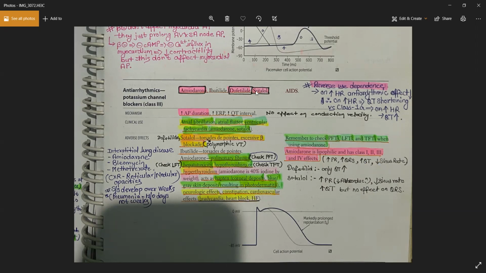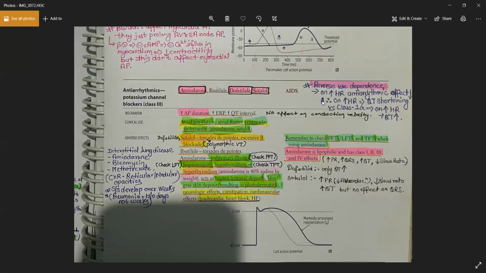For sotalol, it is a class 2 and a class 3 agent. So for being a class 2 agent, it can cause a PR prolongation. Being a class 2 agent, it can similarly cause a sinus rate decrease. Being a class 3 agent, it can cause a QT prolongation, but it has no effect on the QRS complex because it is not a class 1 agent. Dofetilide is only a class 3 agent, and that's why it only causes the QT prolongation.